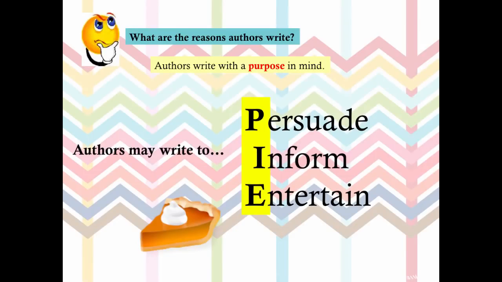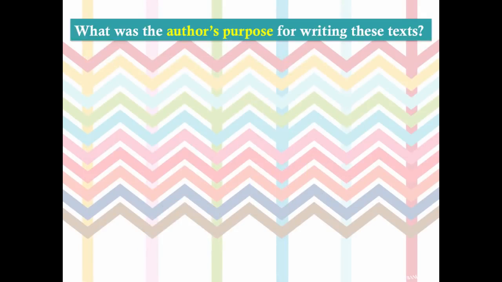Inform means you're really just giving information, like I'm going to look up this word in the dictionary. I'm not reading this for fun. I'm reading it because I want to know what this word means. Entertain means you're going to read it because it's fun, like a Junie B. Jones book.